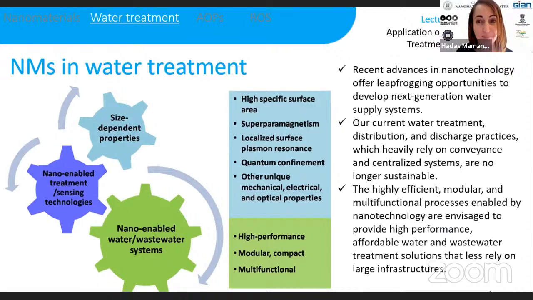and also for cases where we have intermittent energy, okay? And therefore, highly efficient modular and multifunctional processes enable nanotechnology to provide high performance, affordable water and wastewater treatment solutions that rely less on large infrastructures. But as I said, we need to design the treatment to fit local constraints.